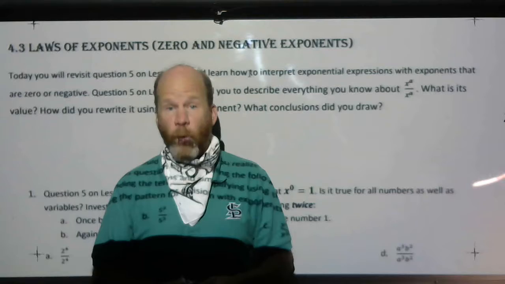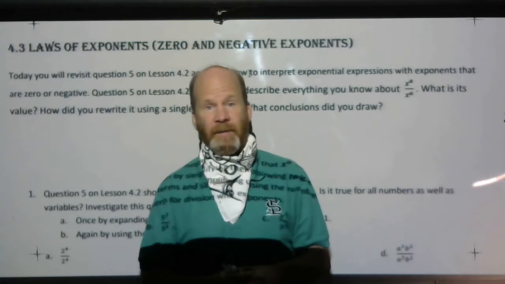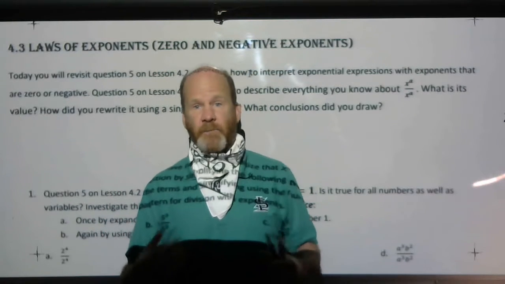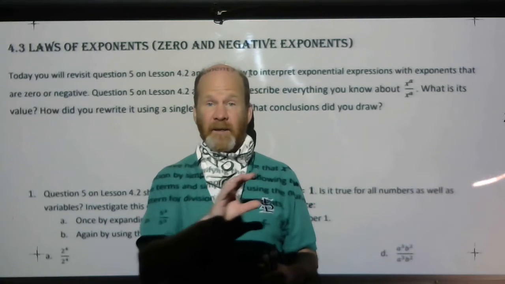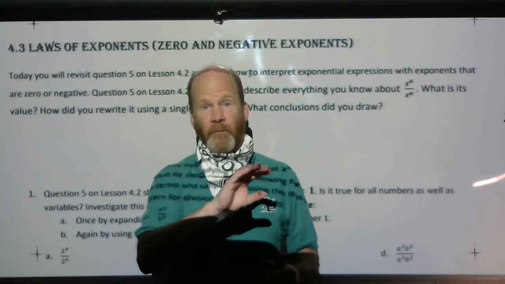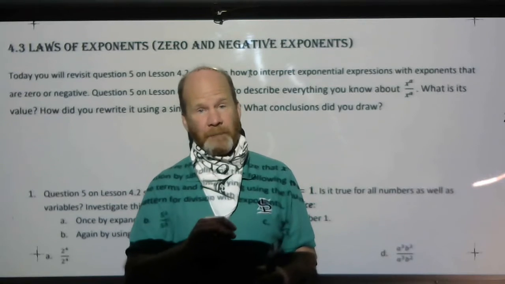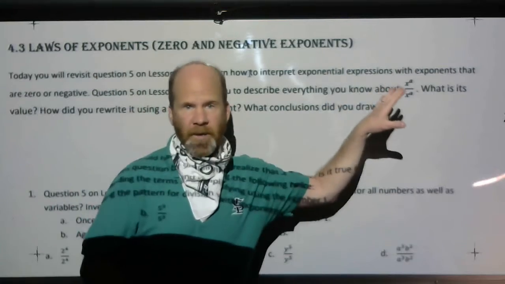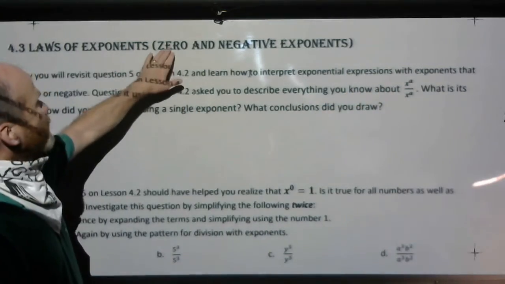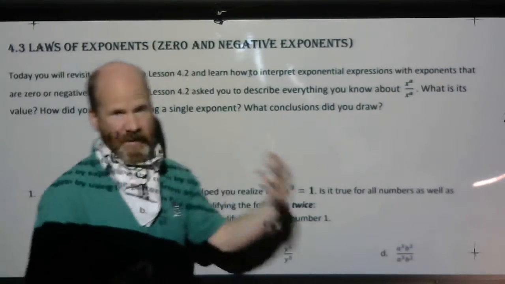Then we did the quotient rule in 4.2, and that's when we're dividing expressions that have exponents, and there it was subtraction. So we've had addition, multiplication, and subtraction. Now we're going to jump into two more concepts. And what we're looking at here on page 191, 4.3, is the zero and the negative exponents.